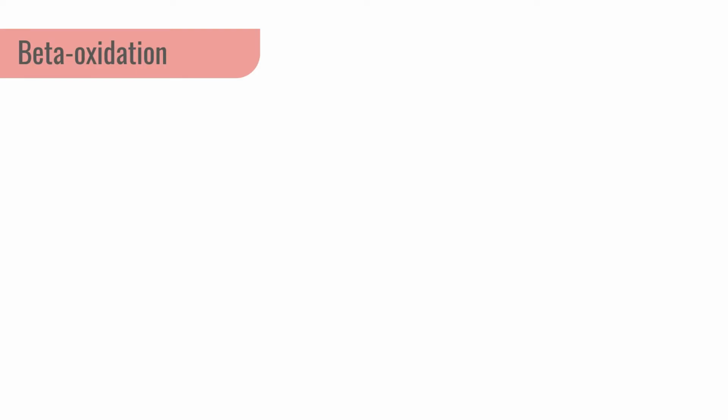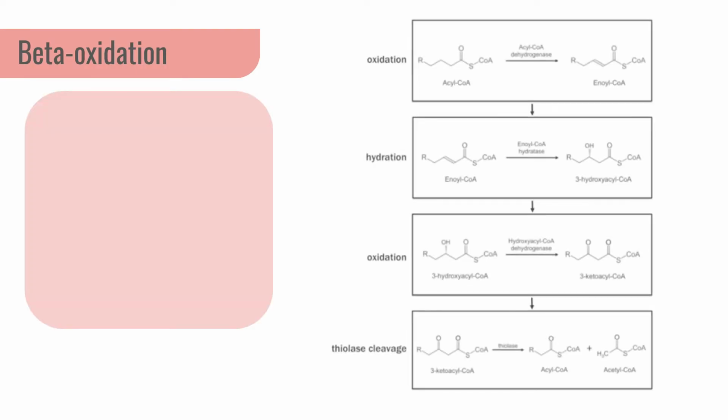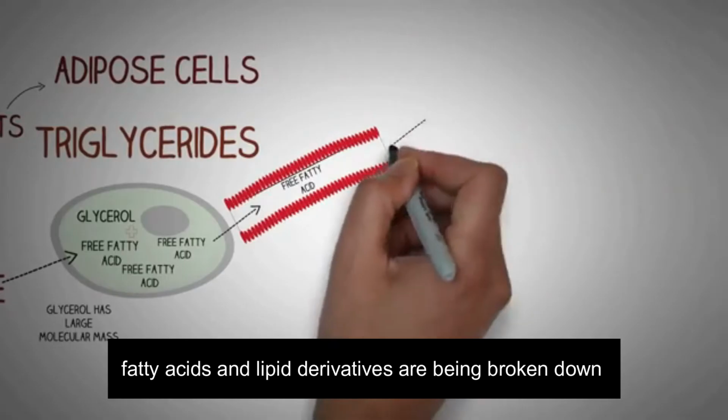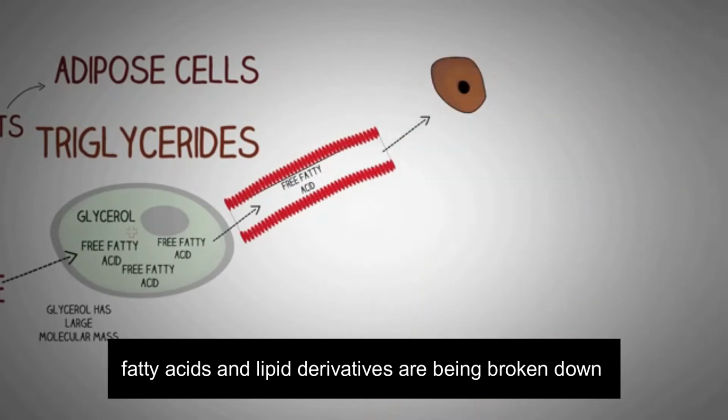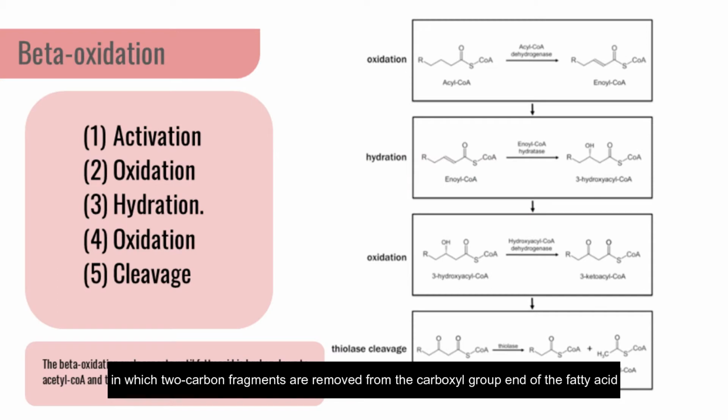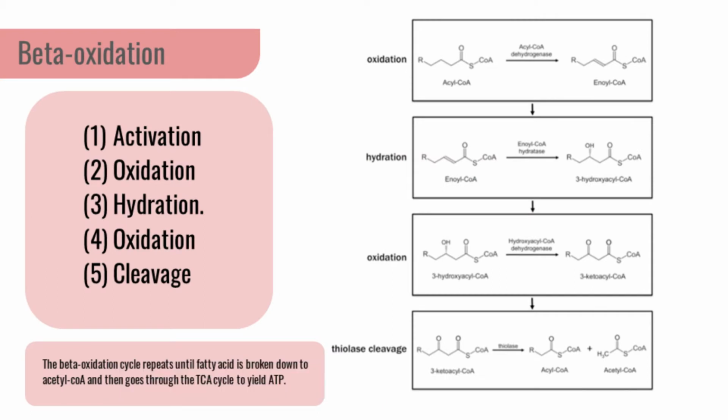Next, we have lipid metabolism. Lipids are metabolized as microorganisms' primary source of energy, and it is done through beta oxidation. In beta oxidation, fatty acids and lipid derivatives are broken down, in which 2-carbon fragments are removed from the carboxyl group end of the fatty acid. This process can be summarized into the following steps: activation, oxidation, hydration, oxidation, and cleavage.